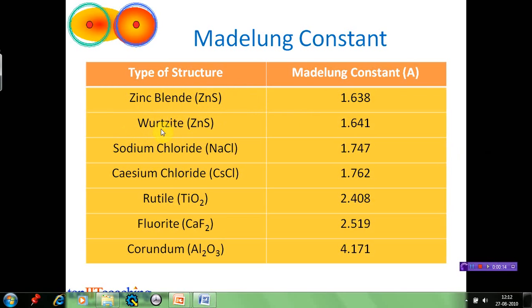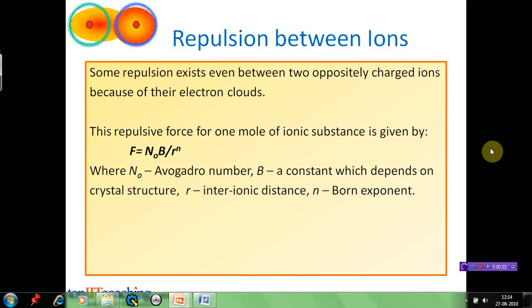Zinc sulfide has 2 types of structures. First is zinc blende and second is wurtzite. For zinc blende structure, the value of A is 1.638. For wurtzite, it is 1.641. For sodium chloride structure, it is 1.747. For cesium chloride, it is 1.762. For rutile, it is 2.408. For fluorite structure, it is 2.519. And for corundum structure, it is 4.171.